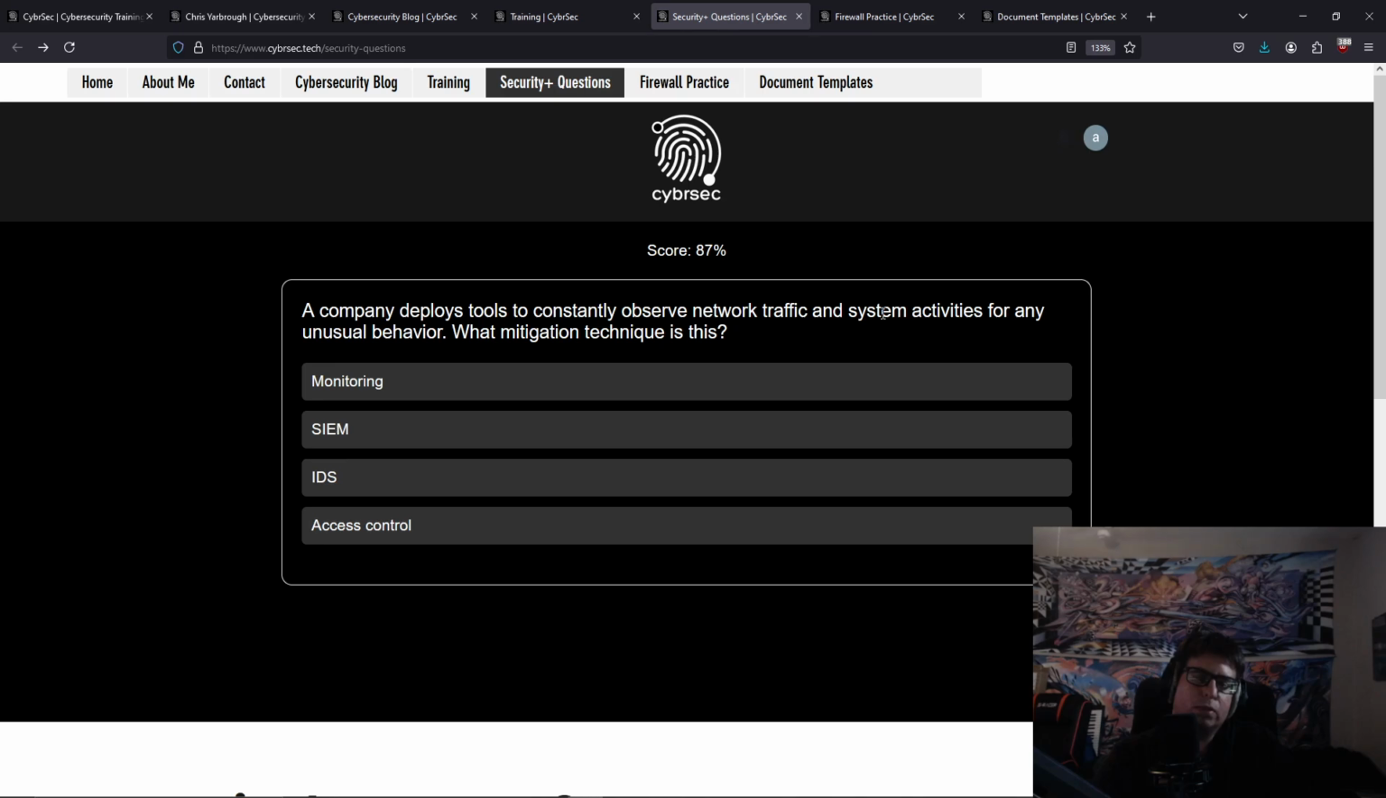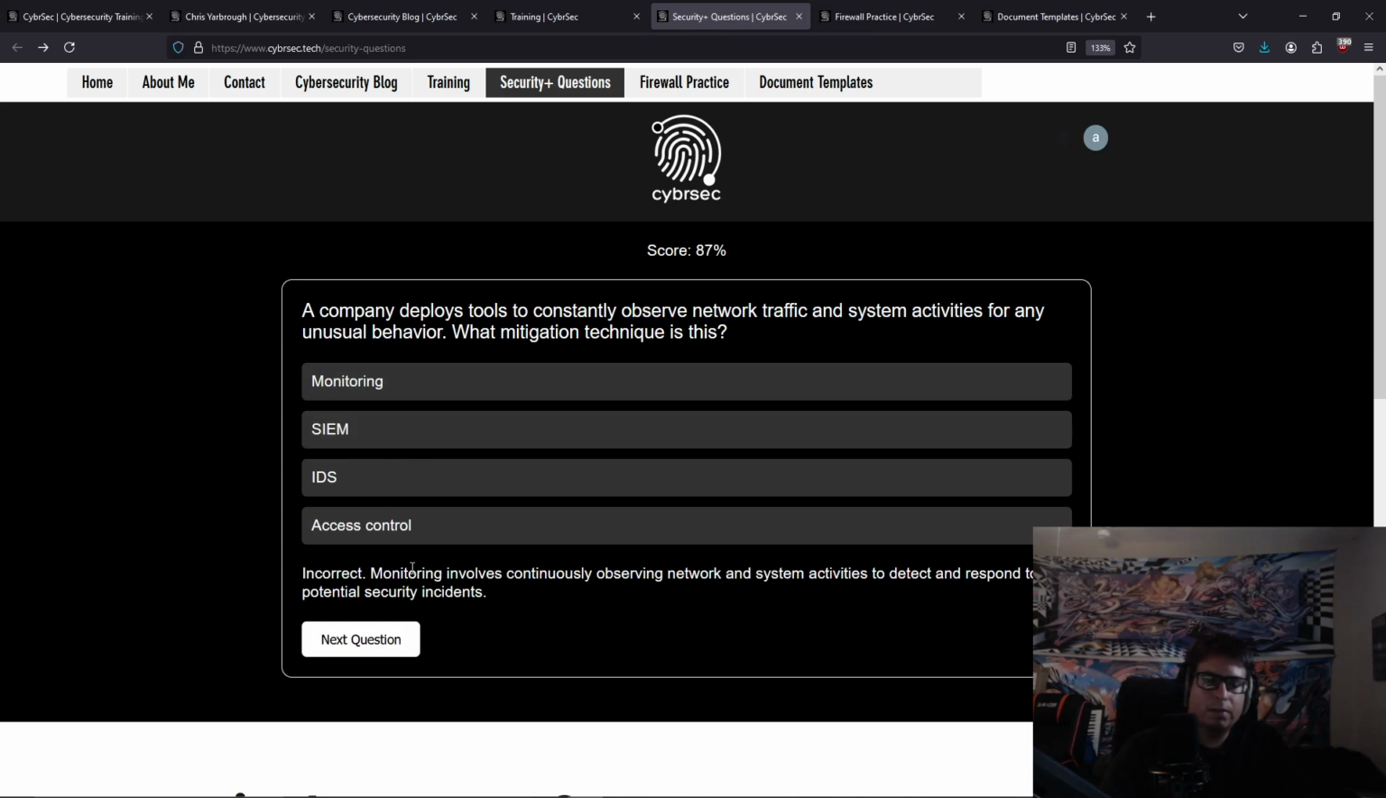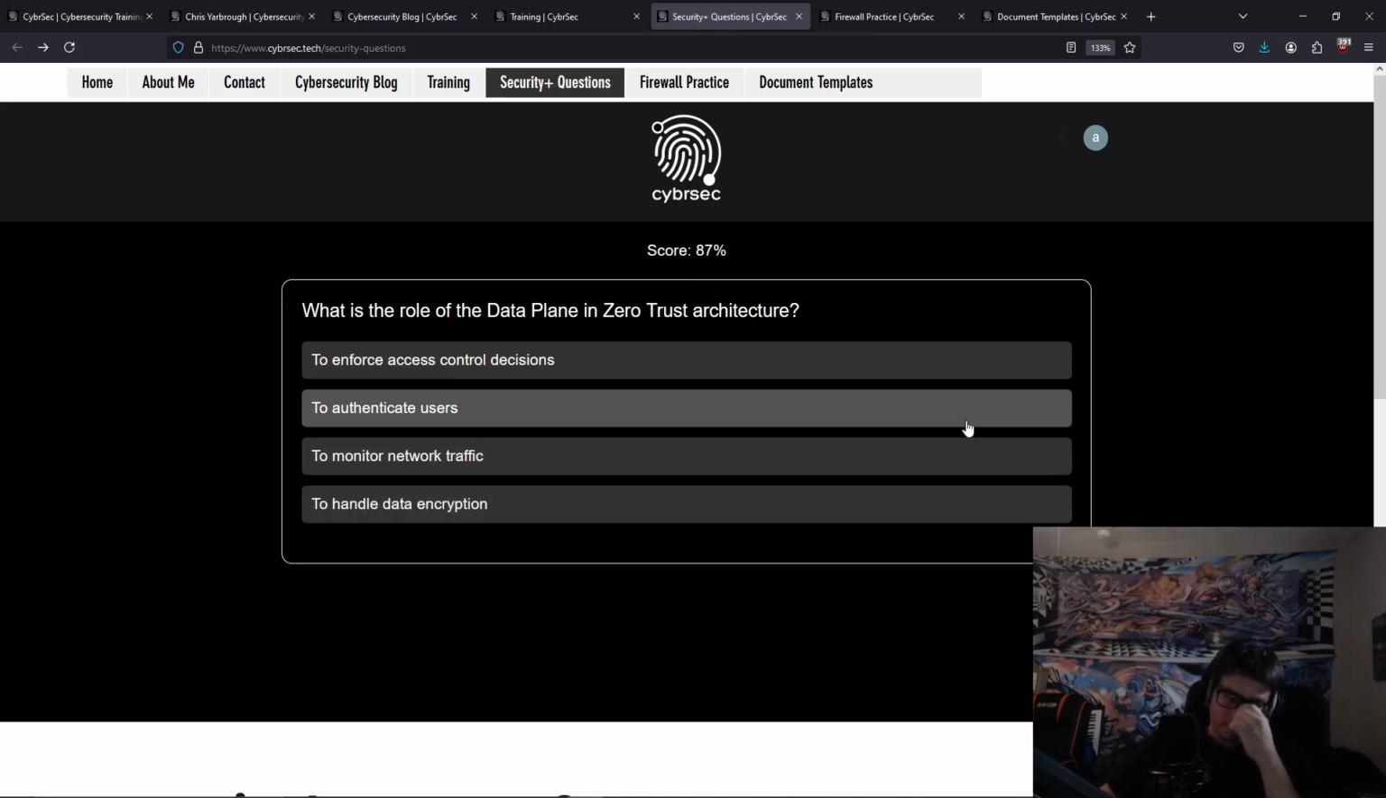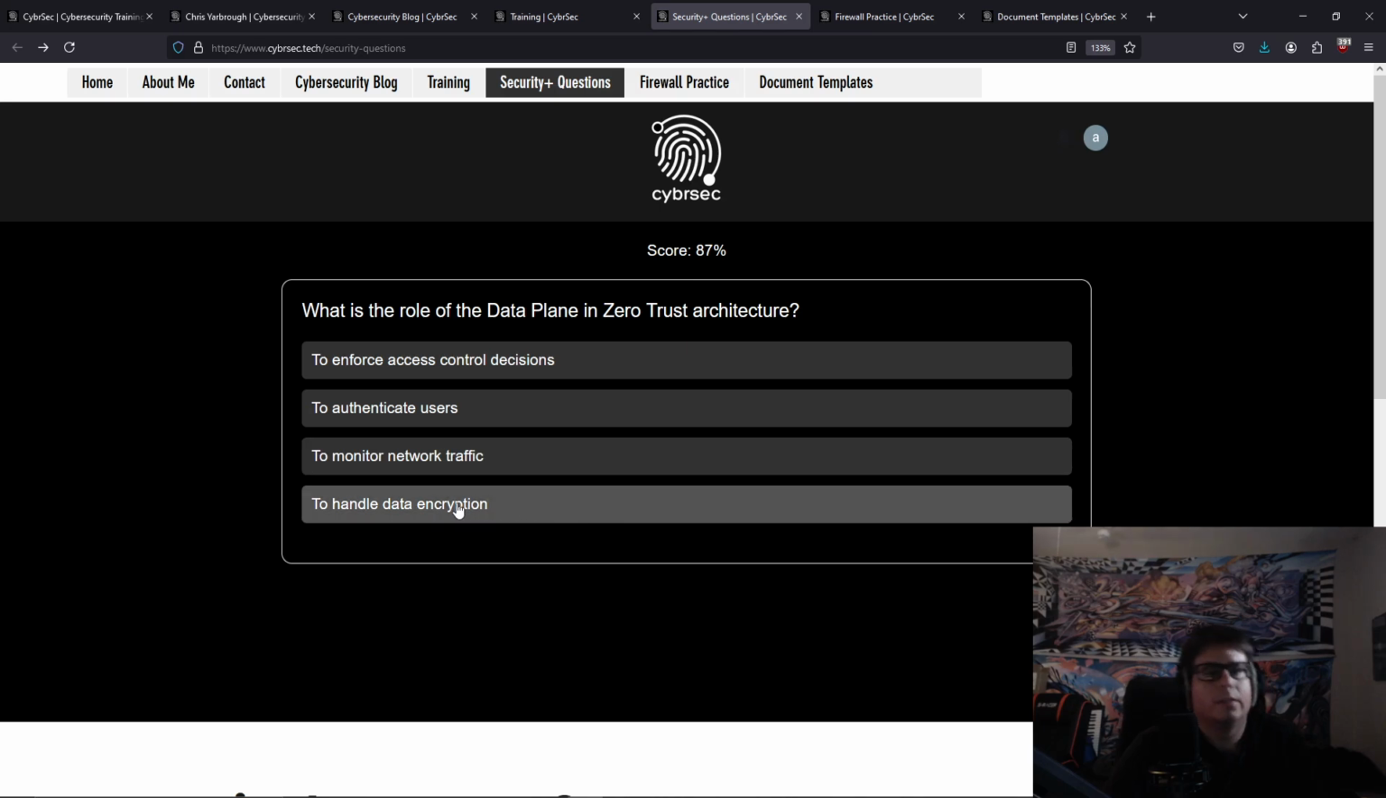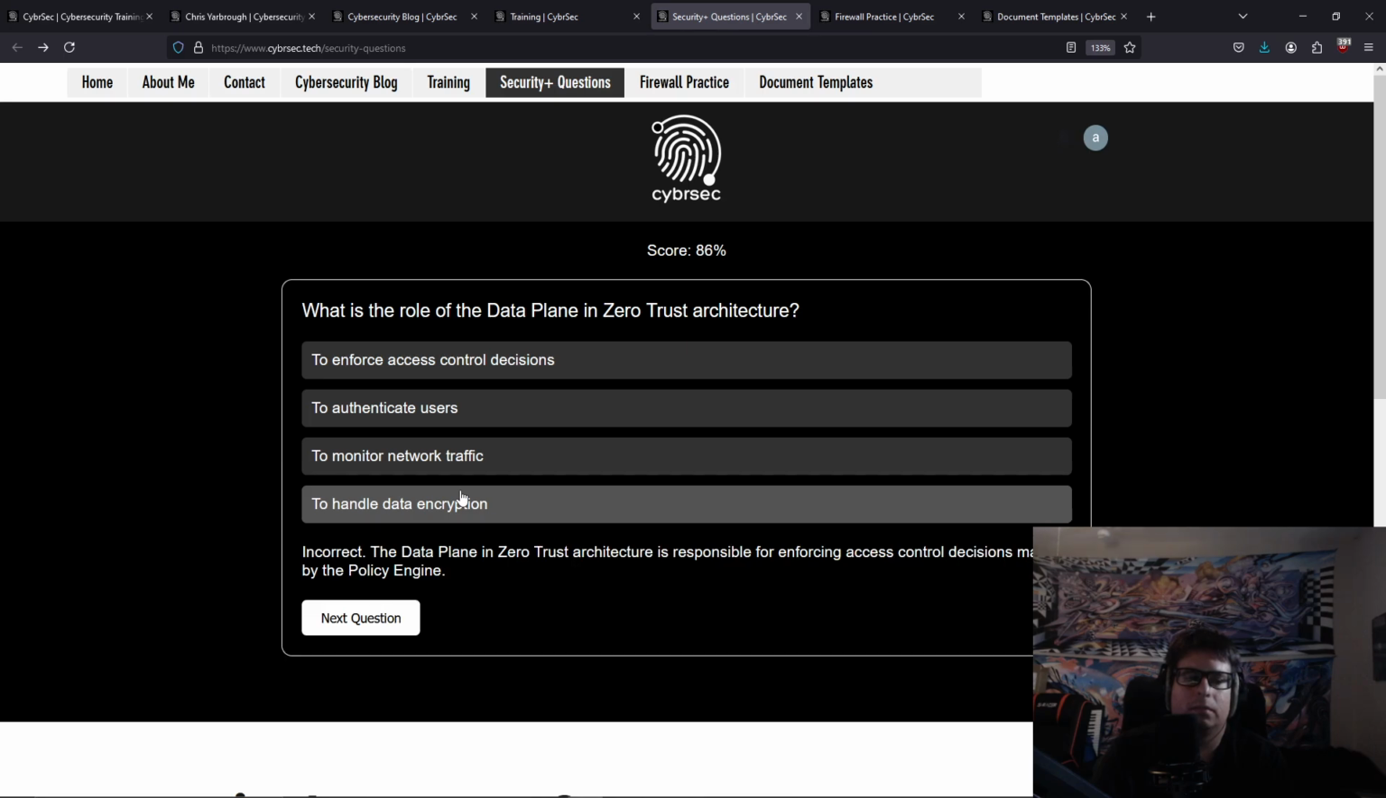Company deploys tools to constantly observe network traffic and system activities for unusual behavior. So, observe. It's going to be this guy. No, monitoring. This guy. Read the answers, please, Alex. What is the role of the data plane in zero trust architecture? To handle data encryption, right? Nope. Enforcing access control decisions.